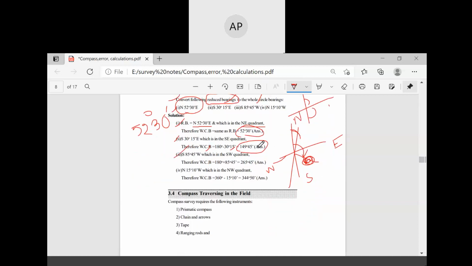Similarly, if it is in this quadrant, then you have to find the whole circle bearing like 180 degree plus this angle. Okay. Then you will get the angle in this quadrant.